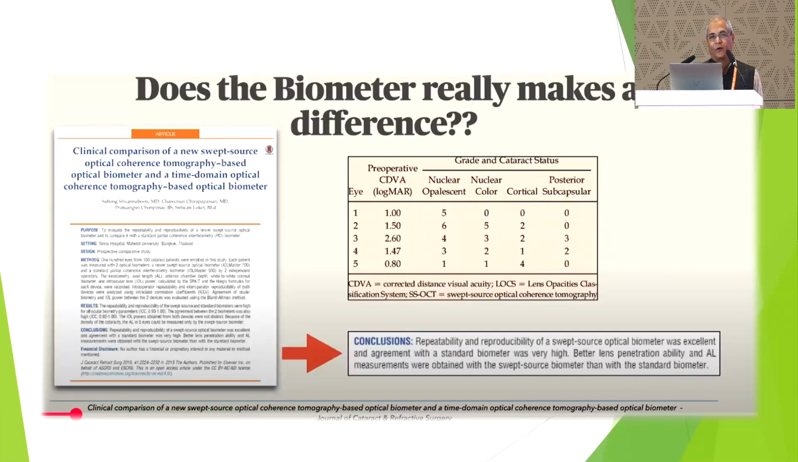Seeing the cost factor, because swept source is very costly, everybody cannot afford it, and we are still using the IOL Master and Lenstar, and they are giving very good results, so we can still use them.